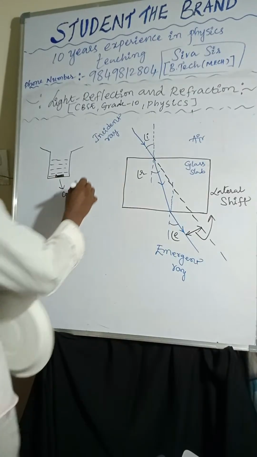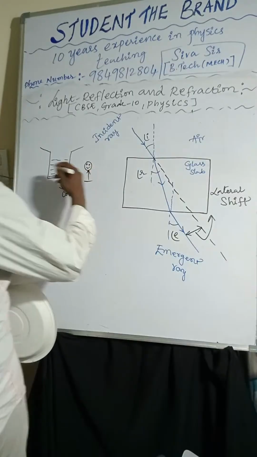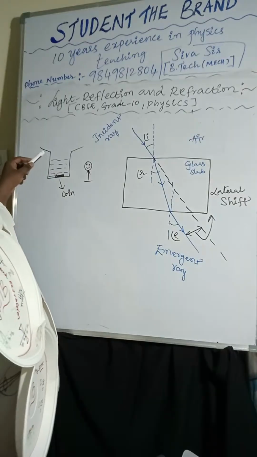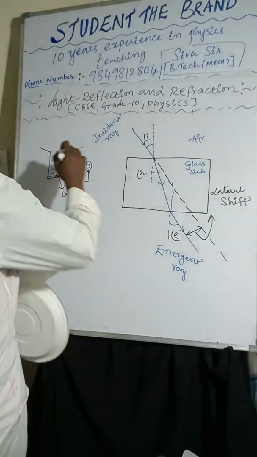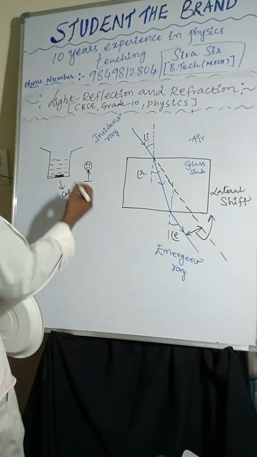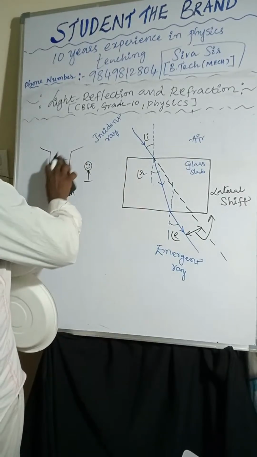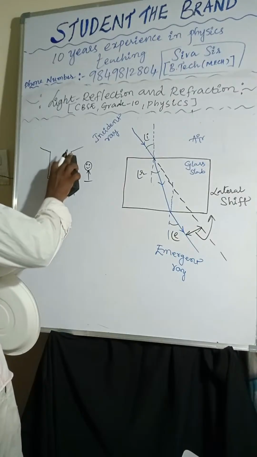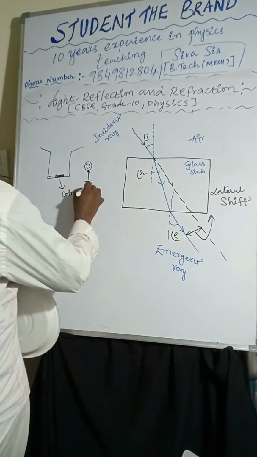If you are standing at this position, you can't see the coin. Before pouring water, you first place the coin at the bottom of the beaker. In this position, you can't see it.